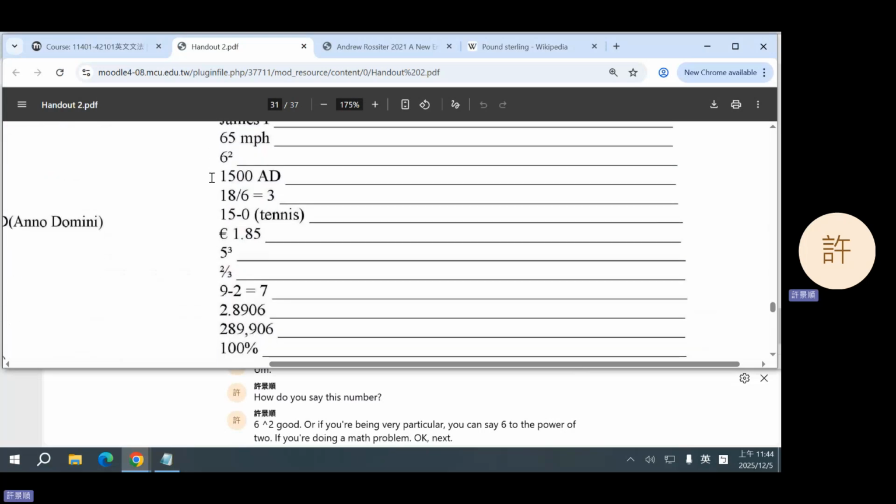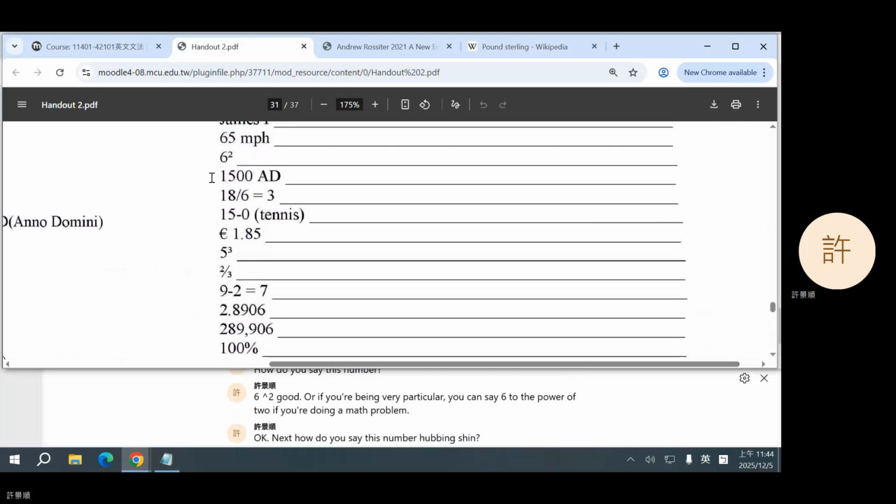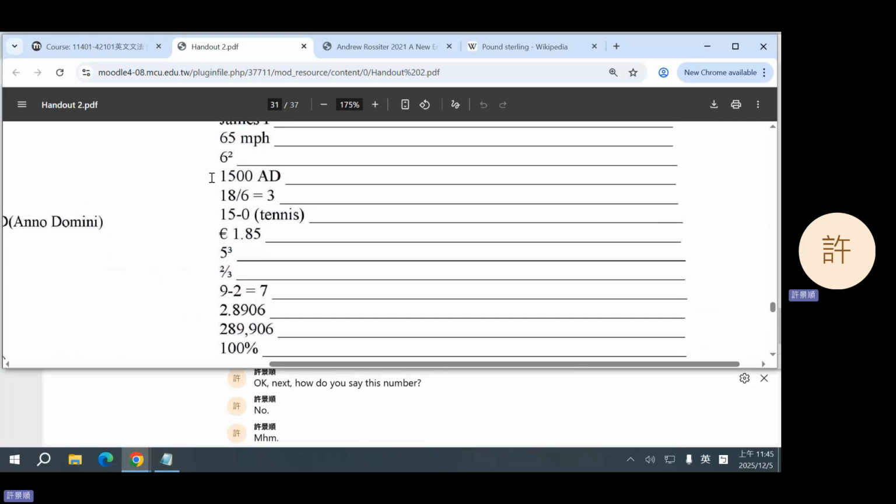Okay, next, how do you say this number? Wu Shouring? How do you say this number? This year? Good. 1500 AD. Today we would say 1500 CE.